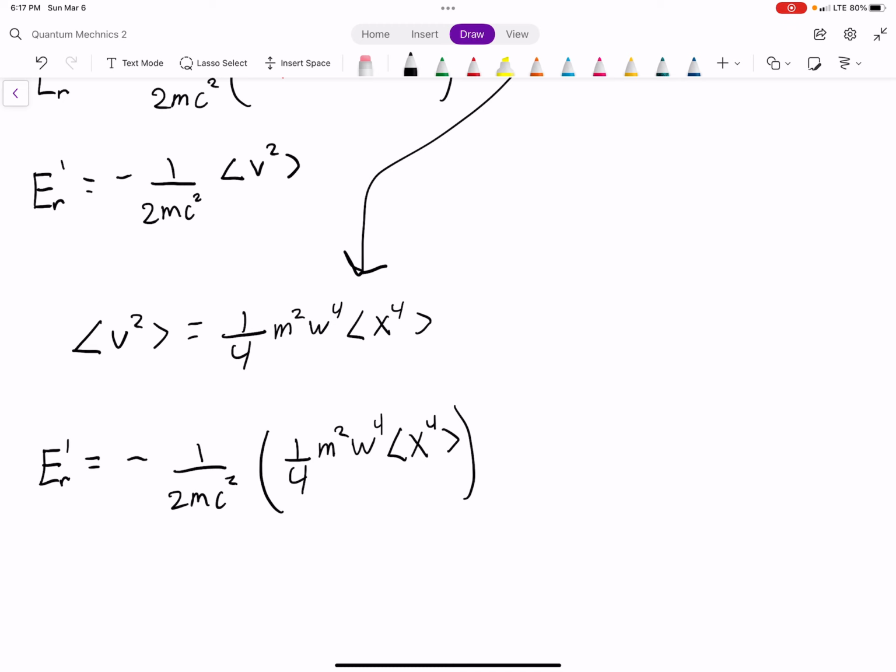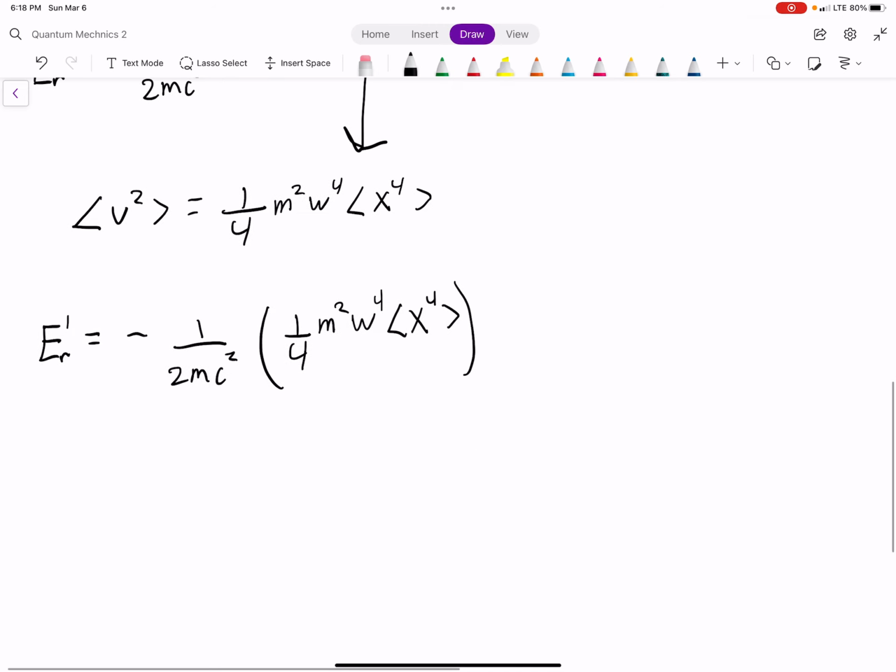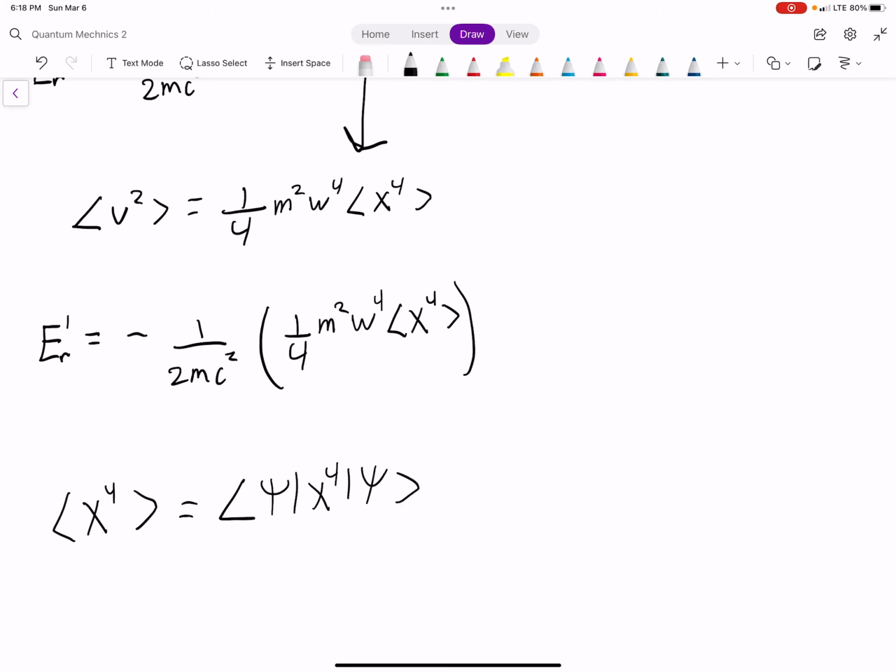Okay, so how do we find the expectation value of x to the 4th? Well, by definition, this is just the inner product of our psi, right? This is the definition of an inner product. I guess it's one-dimensional, so dx.